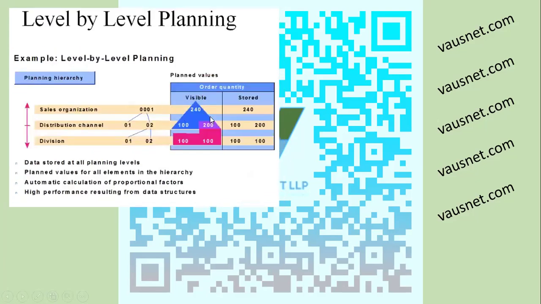Level by level planning is basically you actually plan on a higher organizational unit, and then at the distribution level and at the division level. The visible is one that is being used for production, and the one that is stored, which is available for consumption or for selling. For example, at the total top is 240, but at distribution channel, North America, South America, we have 100 units and 200 units. Division is cars and motorcycles. We have 100 motorcycles here and 100 cars over here. Okay, for the same distribution channel. Okay, 100, 200, 100, and 100, which is also stored and visible.